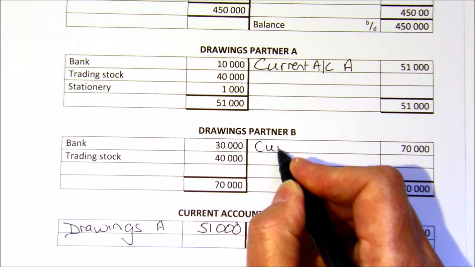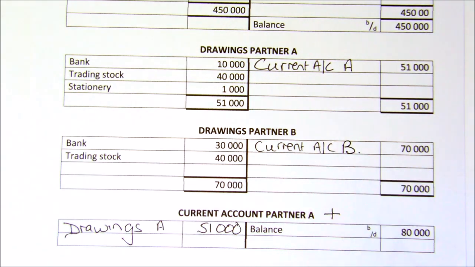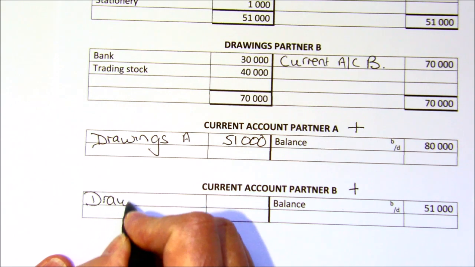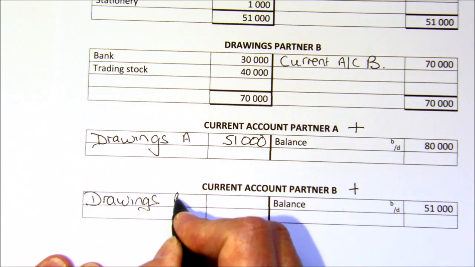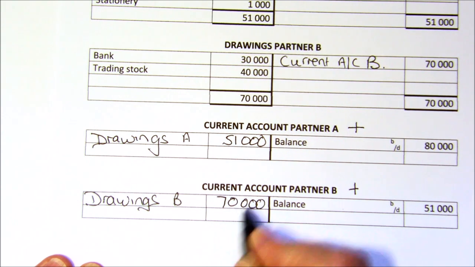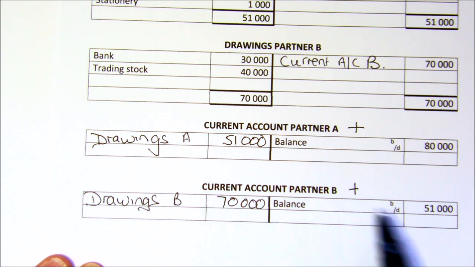Likewise, the same with partner B, but obviously it's going to go to a current account for B. And in his current account, you're going to have a drawings for B, and that will be the 70,000. Now you can see in this case that B has actually drawn more than he had in the business, but we now need to still go further, and we've got to divide out the profit.